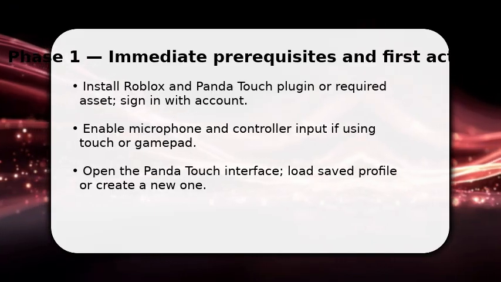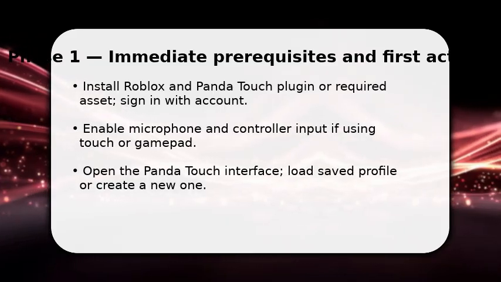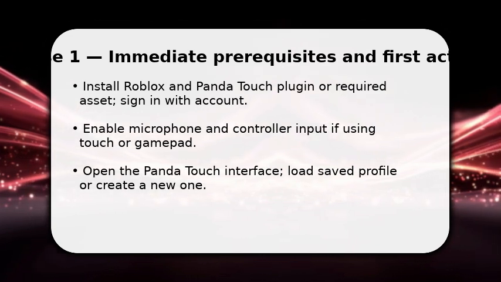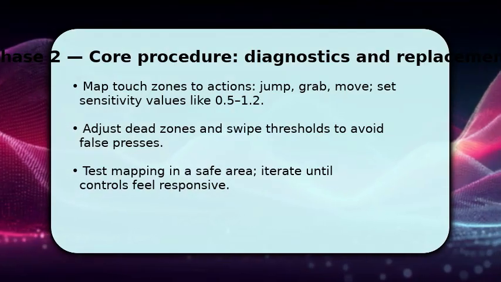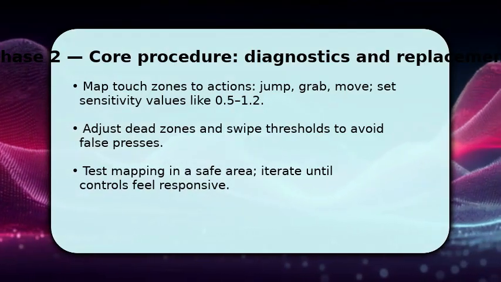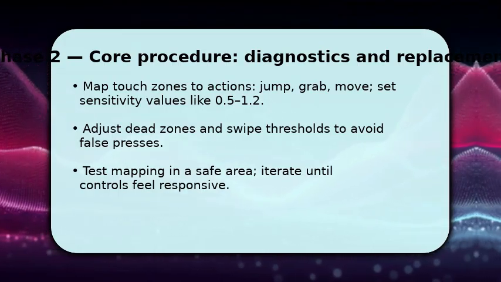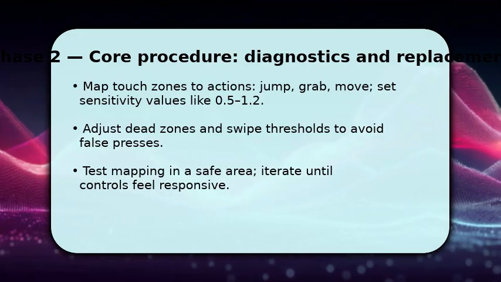If you have a saved profile, load it now, otherwise create a new profile so you can customize inputs for the session ahead. Now you configure controls precisely. Map touch zones to core actions such as jump, grab, and move, and set sensitivity values between 0.5 and 1.2 for responsiveness. Make sure to adjust dead zones and swipe thresholds so accidental touches do not trigger actions.